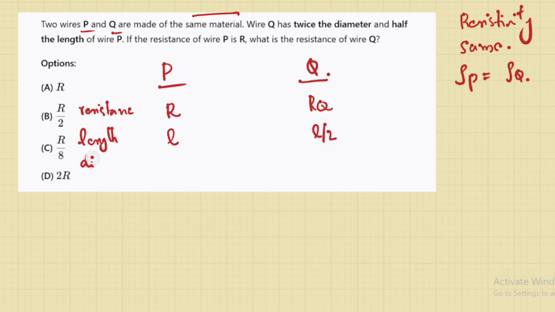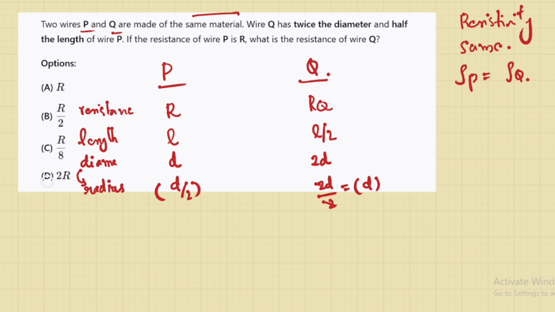Then next about the diameter. What is the diameter of P? Let's take the diameter as D. Then what is the diameter of Q? It is twice the diameter of P, so 2D. We need not take the diameter form, let's convert it into the radius form. If the diameter is D, what will be the radius? Radius will be D by 2. And if the diameter is 2D, the radius will be 2D by 2, and effectively the 2 gets cancelled out and we get D as the answer.